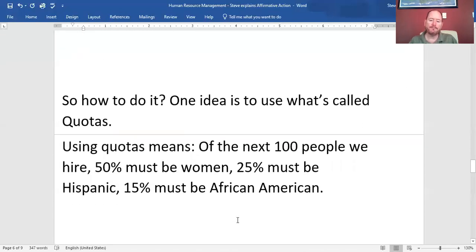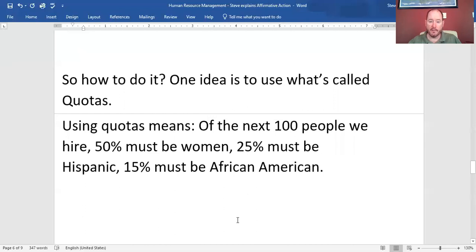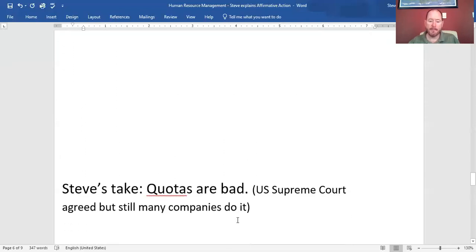One way to do it is to use what's called quotas. Quotas means of the next 100 people that Gugmazan hires, 50% must be women, because they're 50% of the population. So 50% of the employees we hire must be women. 25% of those we hire must be Hispanic, and 15% must be African American. That's one way companies can try to get diversity, is to use quotas.